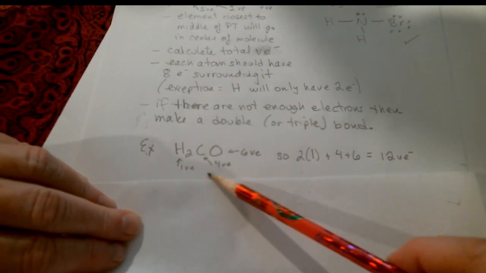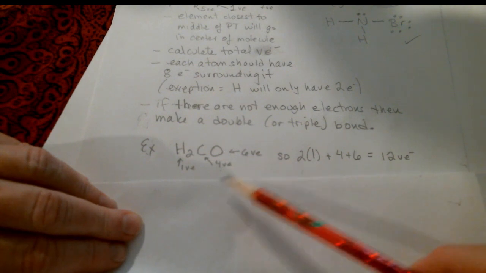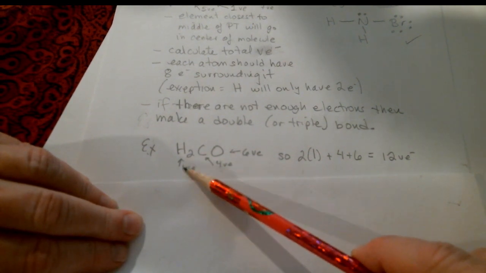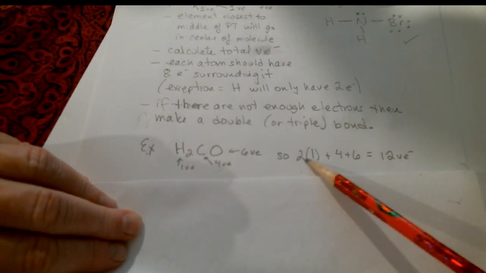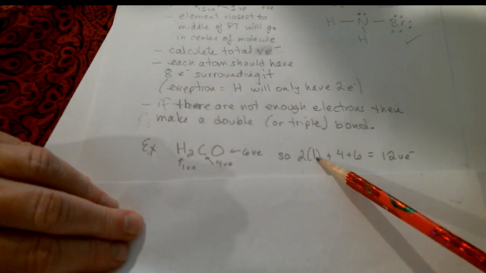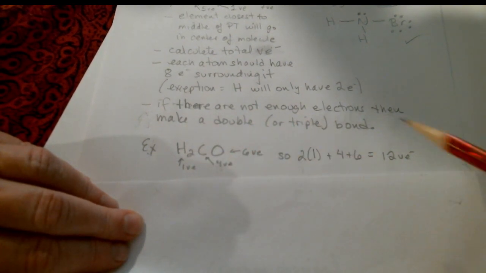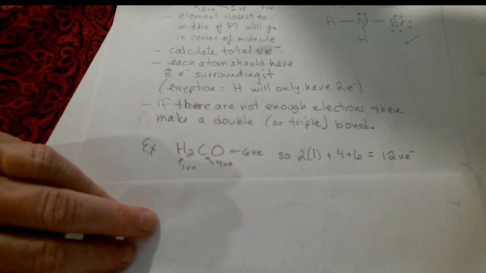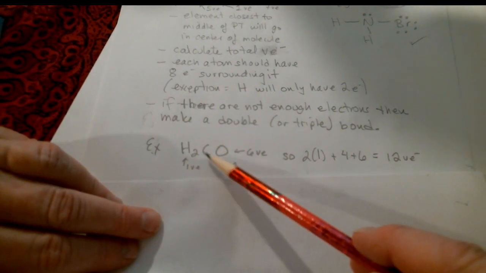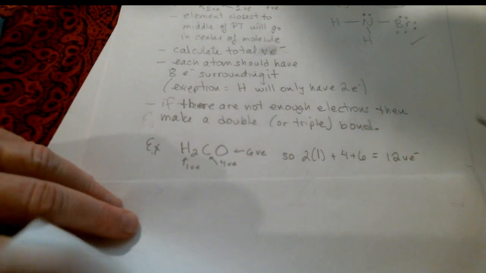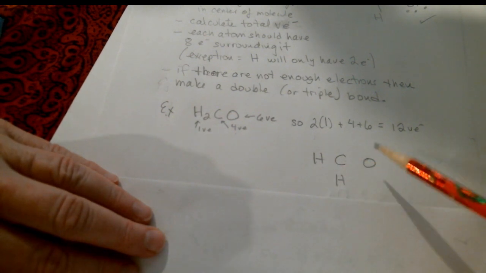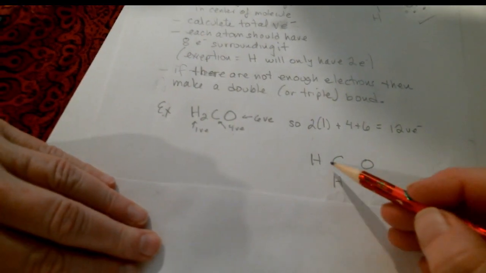First of all, gather up the number of total valence electrons. Hydrogen has 1, but I have 2 atoms, so I'll put 2 times 1. Carbon has 4, oxygen has 6, so I have 12 valence electrons. Which one goes in the middle? If you look at the periodic table, carbon does. So I'm going to put carbon in the middle, and now I have all of my atoms accounted for. Let's bond them together.